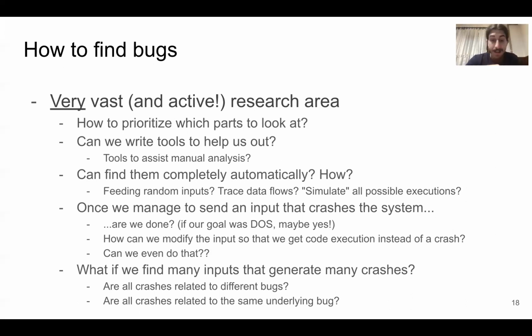Another thing is, let's say that we have a technique that gives us a lot of test inputs that crash a specific program. Are all crashes related to different bugs, or are all crashes related to the same underlying bug? Answering these questions is again explored in many different papers. This is just to convey that it's not a simple question, and there are many papers trying to answer a single one of these questions. It's a really vast and active research area, and these are just starting points.